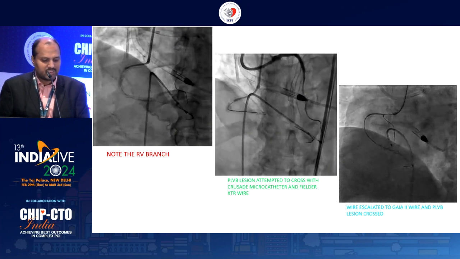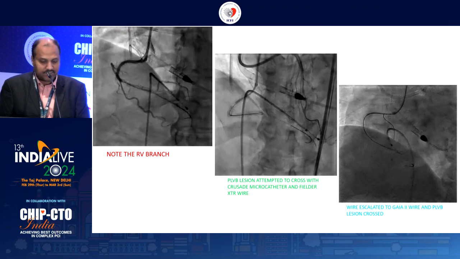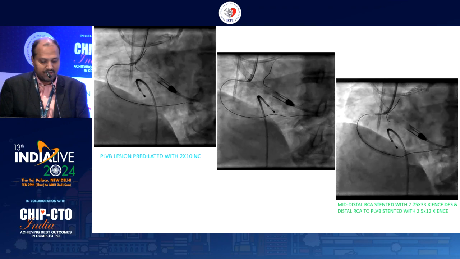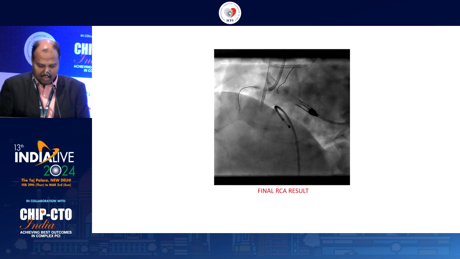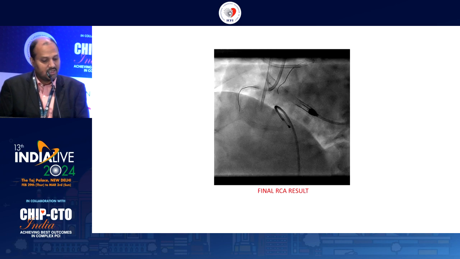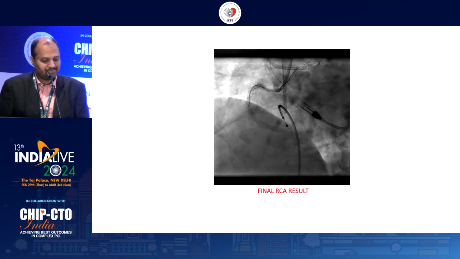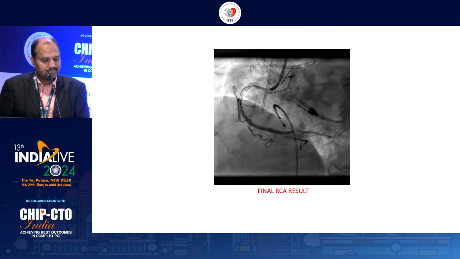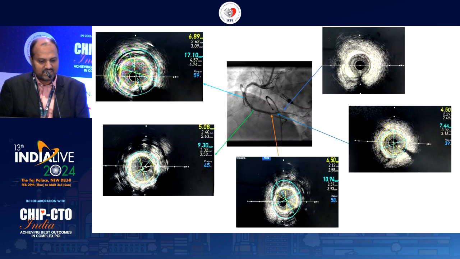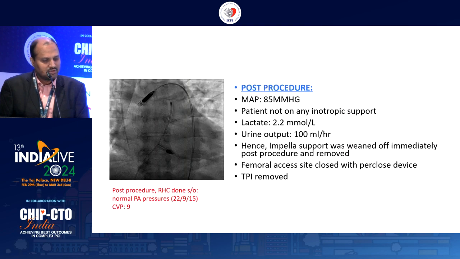For the PLVB we attempted to recross with the Crusade microcatheter, and we crossed it. The PLVB lesion was pre-dilated with a 2 by 10 NC balloon and then stented. The mid RCA was stented with a 2.75 by 33 Xience, and the distal RCA to PLVB was stented with a 2.5 by 12 Xience. So this is the final RCA result. These are the areas on IVUS. It's good areas.